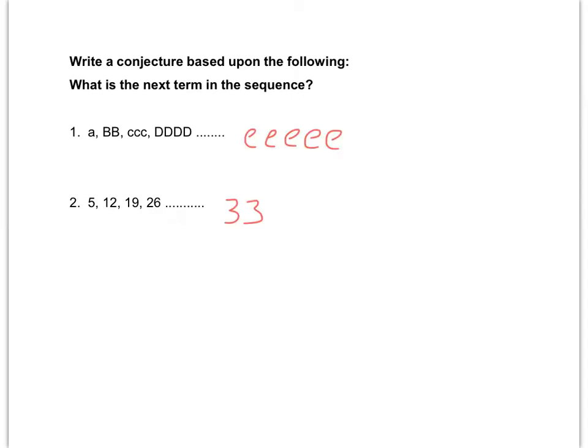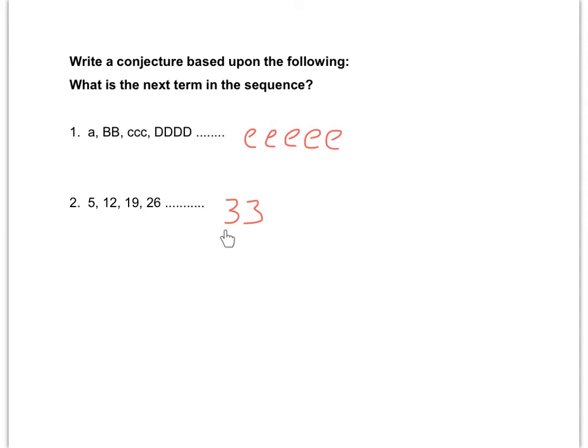Okay, I'm hoping you wrote 5 lowercase e's for this one right here. And again, based upon observation, inductive reasoning, we would think if I have a single lowercase a and 2 uppercase B's and then 3 lowercase c's, 4 uppercase D's, it would make sense based upon this observation that the next term in the sequence would be 5 lowercase e's. Again, this is inductive reasoning because there is no rule that says that this would or should be next.